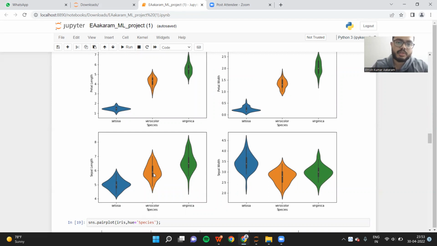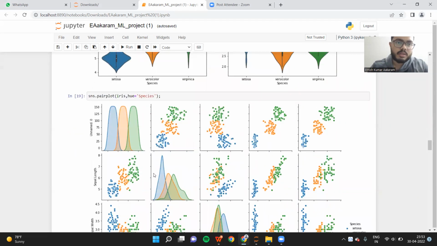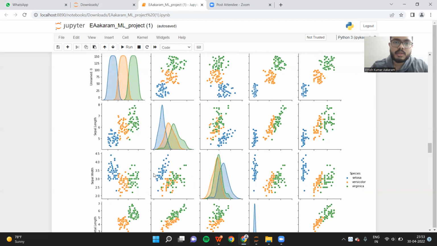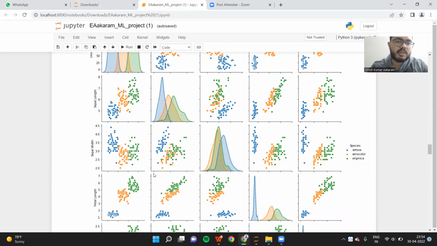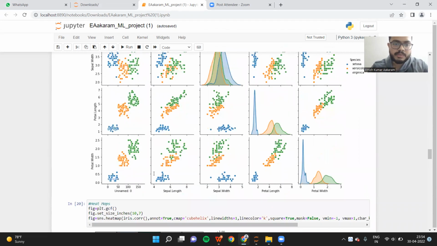So that's a major difference. We can easily differentiate the setosa from the virginica and the versicolor species, but differentiating these two is a bit difficult. Coming to these plots, they just give you a basic understanding. The blue one is the setosa, the orange one is the virginica, and the green one is the versicolor. You can pretty much easily differentiate them with whatever parameters we take.